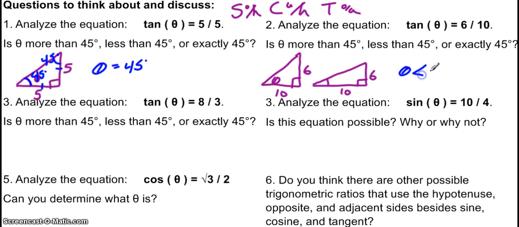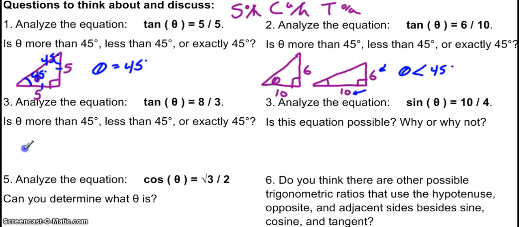Theta is less than 45 degrees. Again, because my opposite side is smaller or shorter than my adjacent side. We could have gone ahead and solved this equation with the calculator, but there's no need to do that. Just drawing out the triangle helps us see that theta's got to be less than 45 degrees.